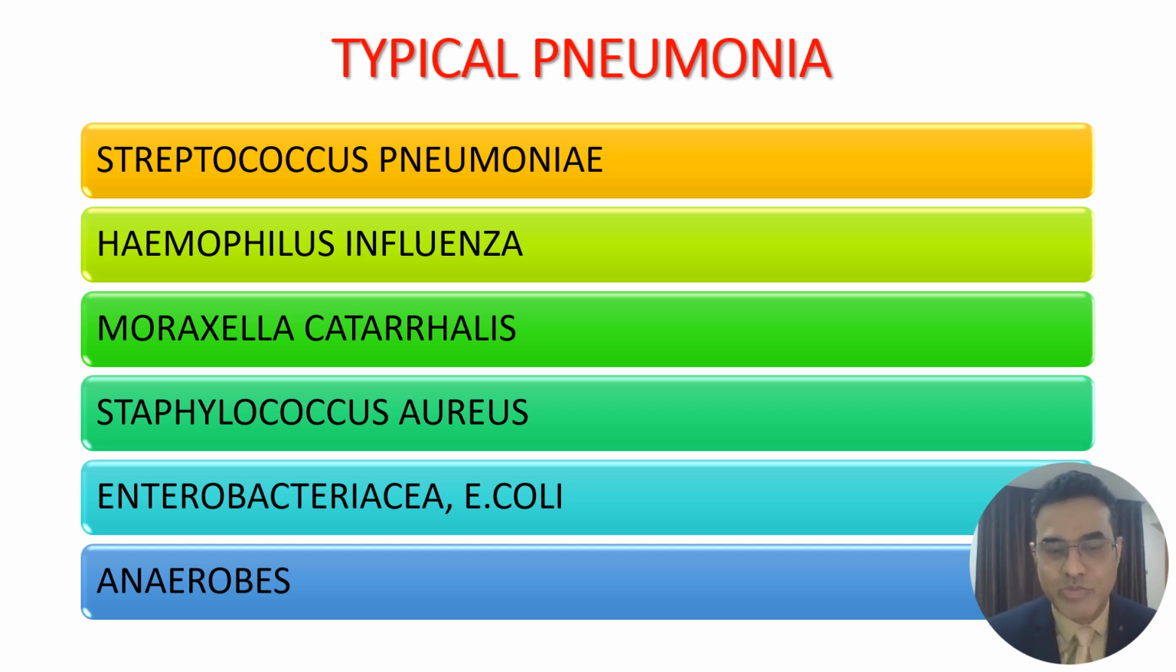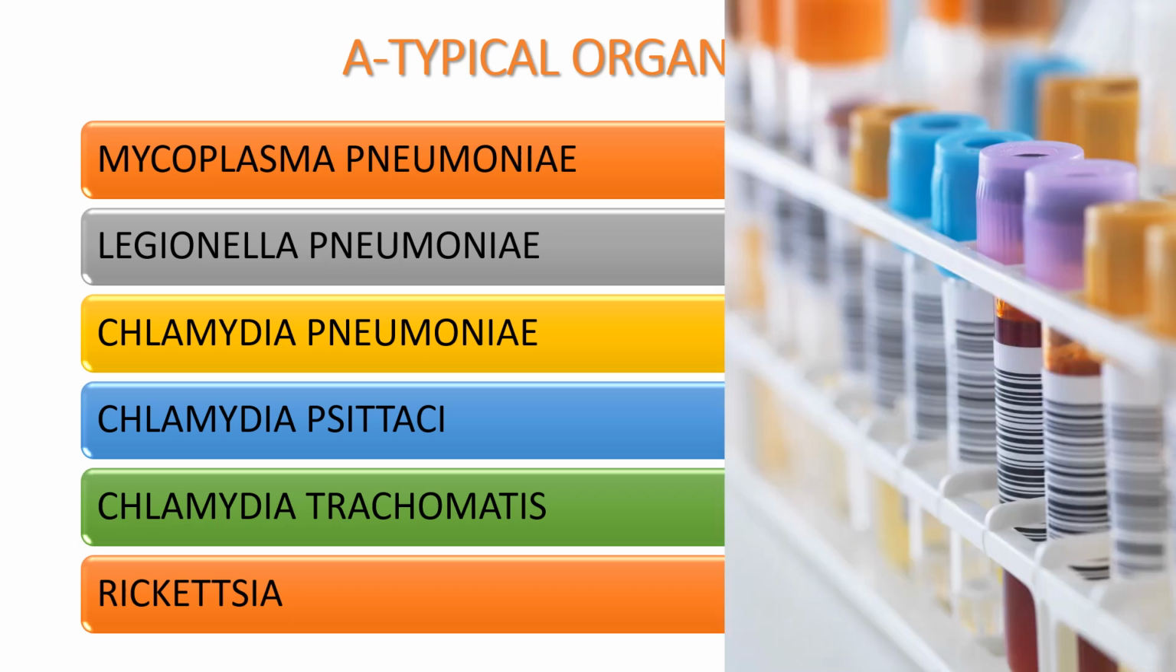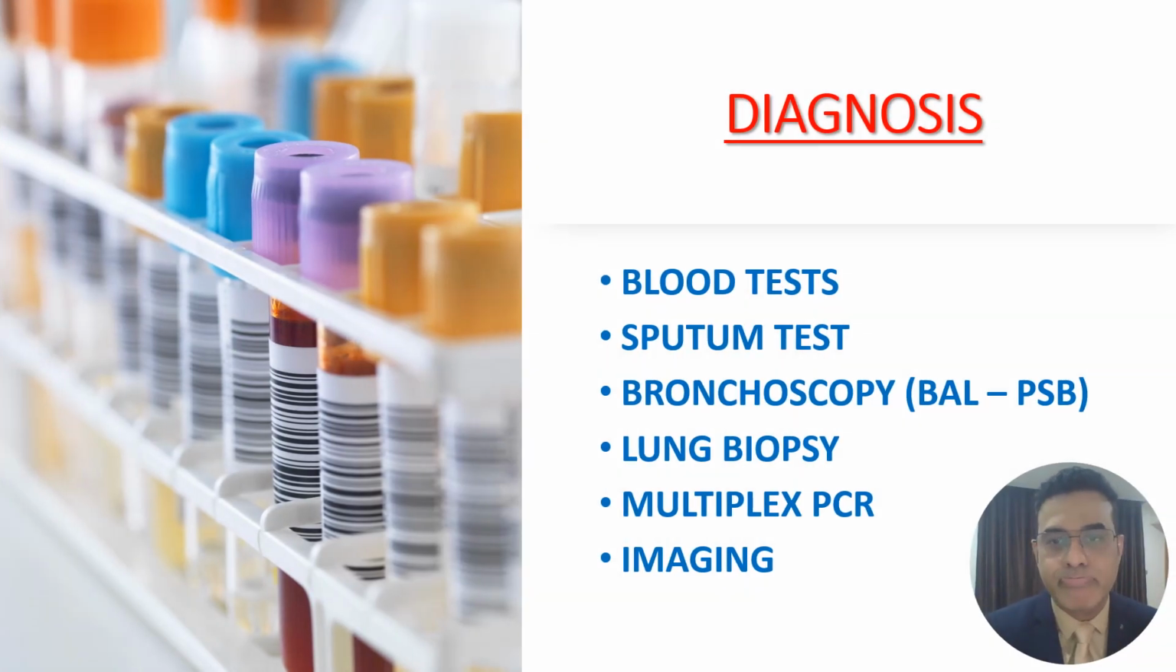Enterobacteria and E. coli will cause mostly aspiration pneumonias, whereas the classical atypical pneumonias are Mycoplasma, Legionella, and Chlamydia. Especially Chlamydia psittaci is very common, and also rickettsia like Coxiella burnetii, Q fever, and these kinds of things. The diagnosis is the classical blood test for CBC and CRP. You see the white blood count will be on the higher side with neutrophil predominance, whereas CRP is also suggestive of pneumonias, and blood cultures in certain patients.